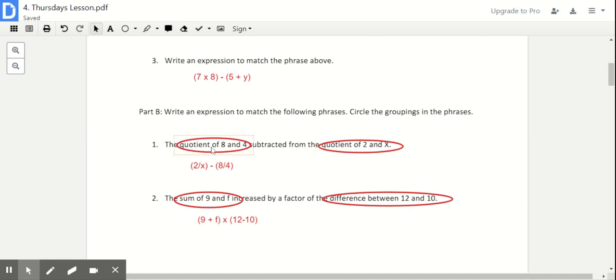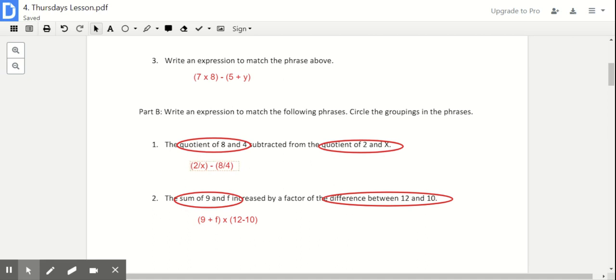So realize it's asking me right here, quotient of 8 and 4, so I know I should be circling this group because it's telling me the operation out of the two numbers. Then again, quotient of 2 and x, telling me the operation followed by of the two numbers. Now, what does quotient mean? Correct. It means to divide. So I'm going to make sure that I am dividing in my parentheses. I put a fraction sign right here, which is the same thing as division, of course.